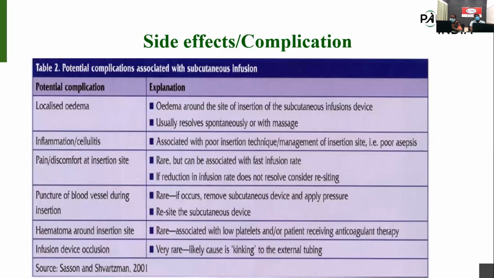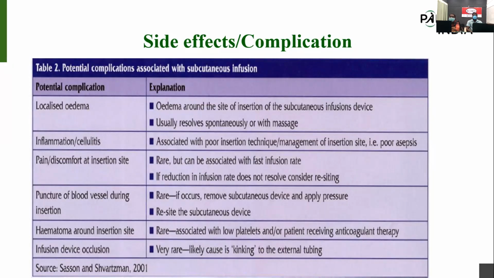Then some side effects or complications I am mentioning here. The first one is localized edema. Already we mentioned we can expect some mild edema in that area. It will subside after some time, but only if it is not subsiding will we have a problem. Edema around the site of insertion of the subcutaneous infusion device usually subsides after a spontaneous massage. If it is not subsiding, we need to change the site.